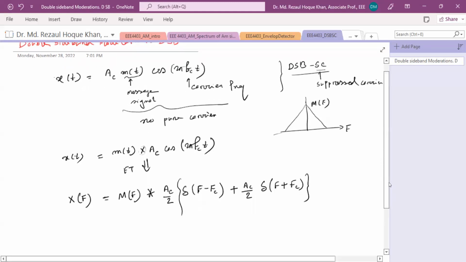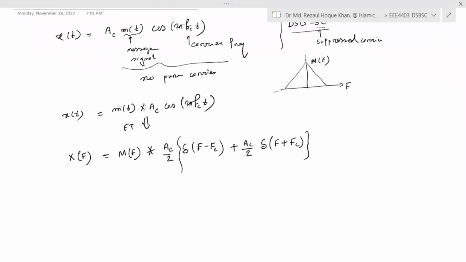Whenever we do our Fourier transform, M(f) will be convolved with this component as well as this component. So we can write Ac by 2 M(f minus fc) plus Ac by 2 M(f plus fc). We can write f in small letters also, it is okay, no problem, because conventionally we previously also wrote f minus fc.